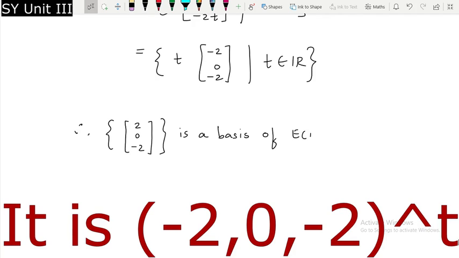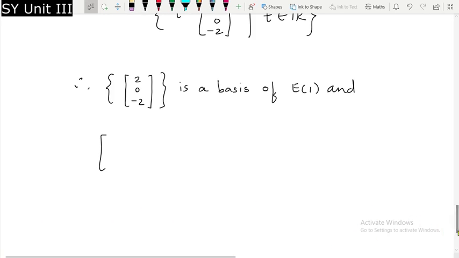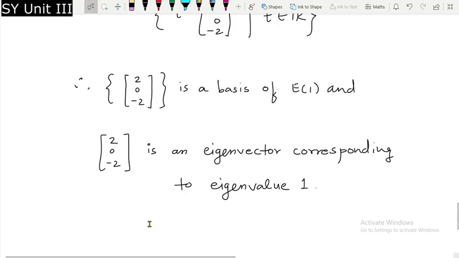Now, what is our eigenvector? And in the next line I will write down that this (2, 0, minus 2) is an eigenvector corresponding to eigenvalue 1. Now just note one thing, in MCQs they may ask you which of the following is an eigenvector corresponding to eigenvalue 1. So keep it in mind.